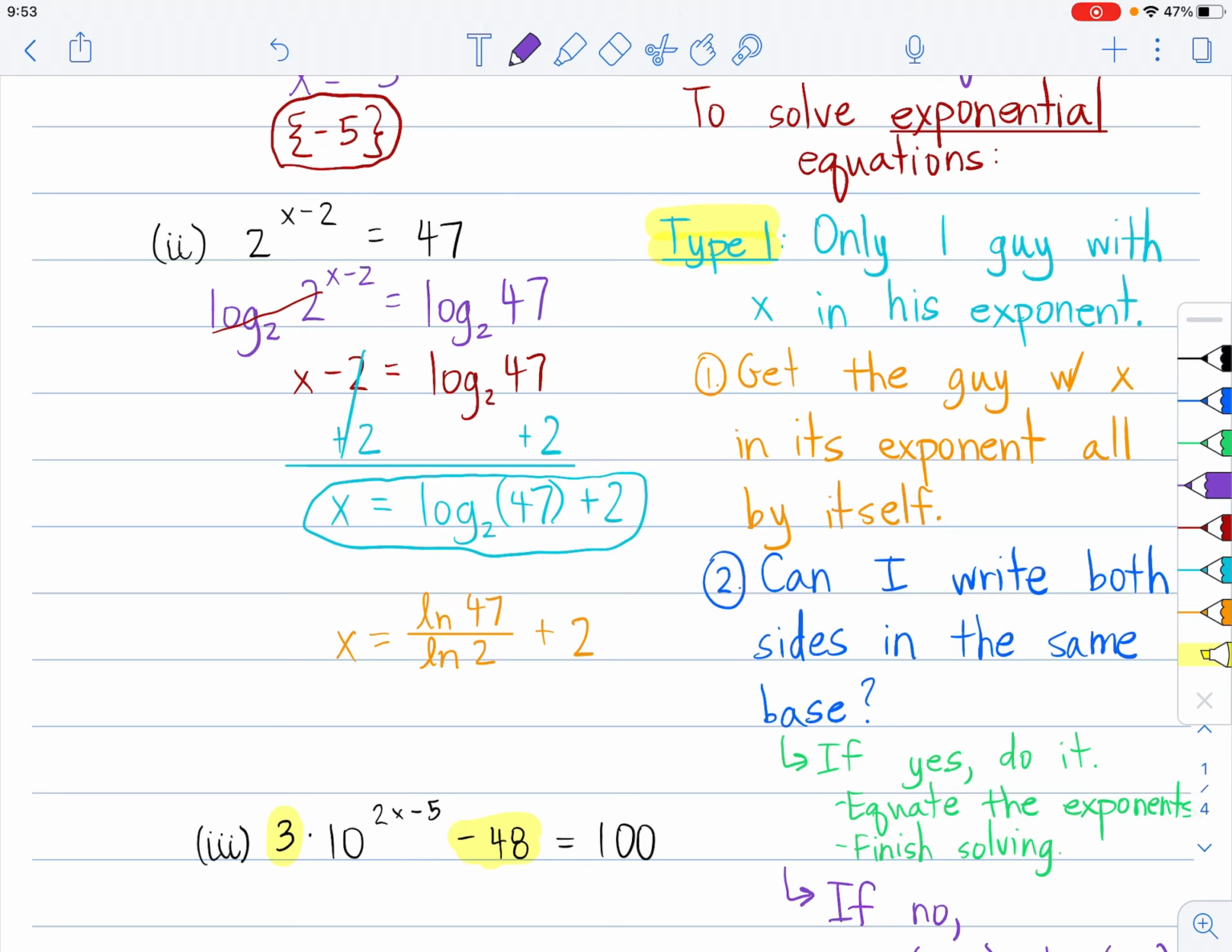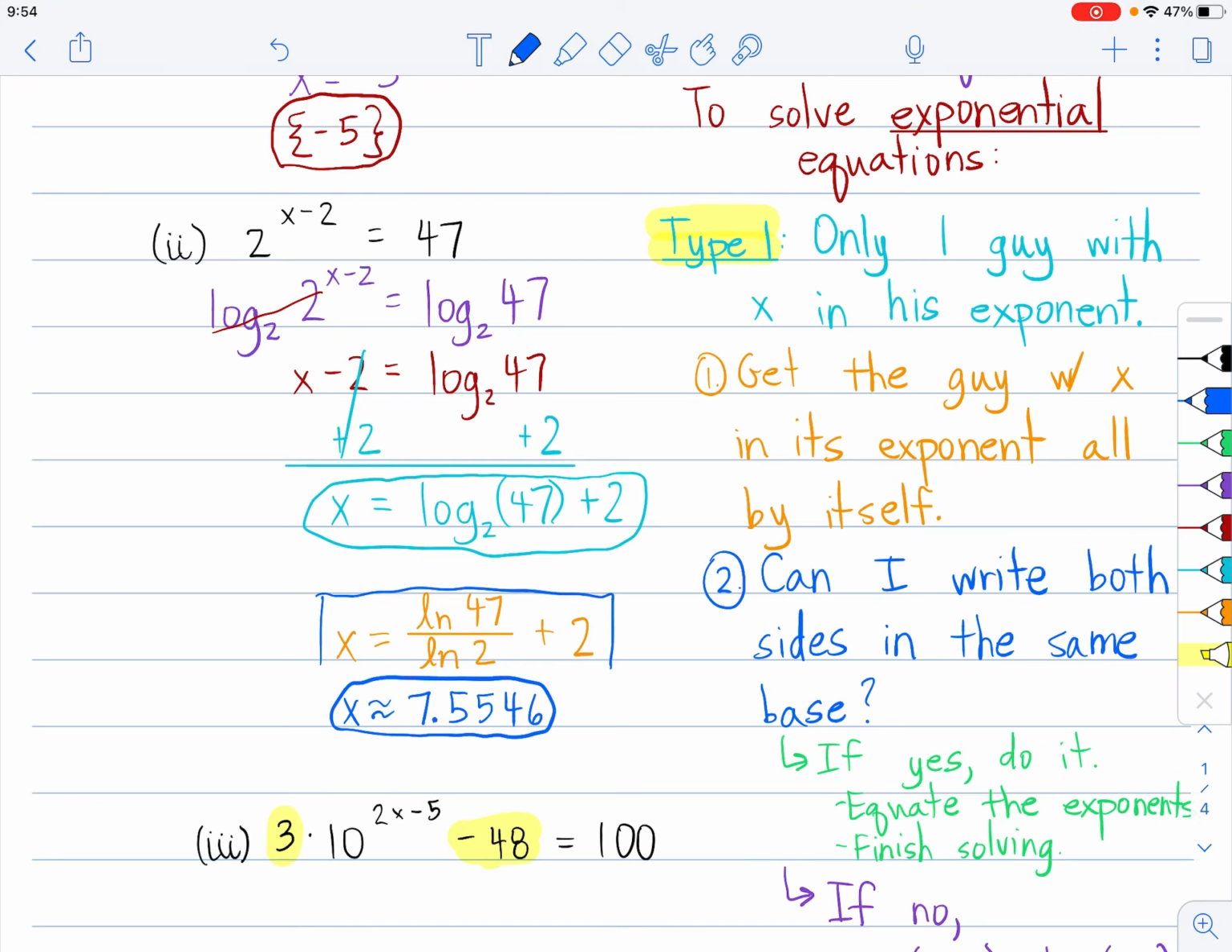Okay, so I'm going to type ln of 47 divided by ln of 2 again, and then plus 2 to that. Make sure you know how to work your own calculator. I got that x is approximately 7.5546. There's a 5 in the fourth place, but the 8 next door is telling him to go up to a 6.